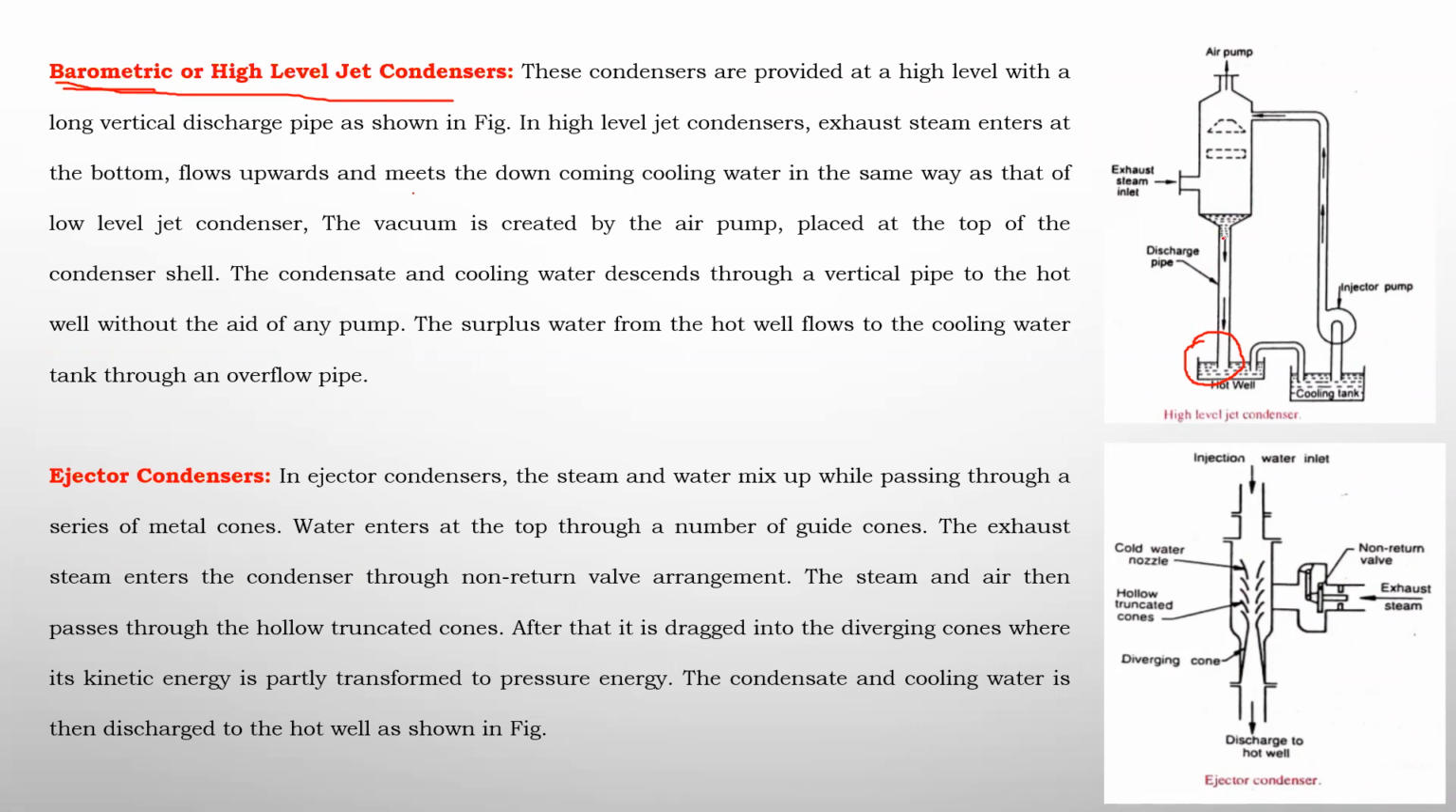Because of height, what happens? Pressure is nothing but rho gh. We know that pressure is given by the formula rho gh. If height increases, automatically pressure increases. That's why they have placed a high level, meaning the height of the condenser will be very high. Because of that height, pressure will be very high. Automatically the water will be circulated without using any pump here.